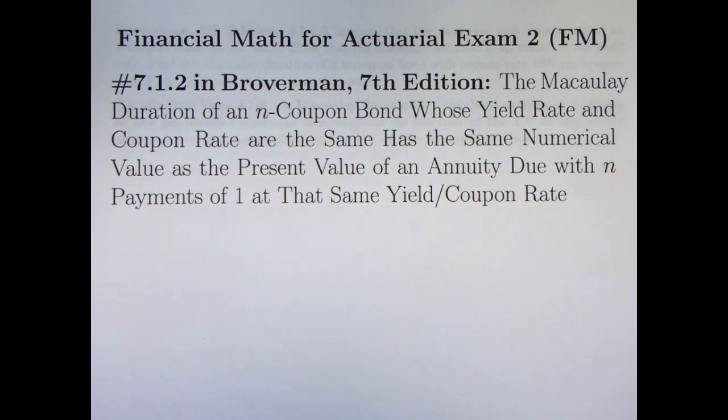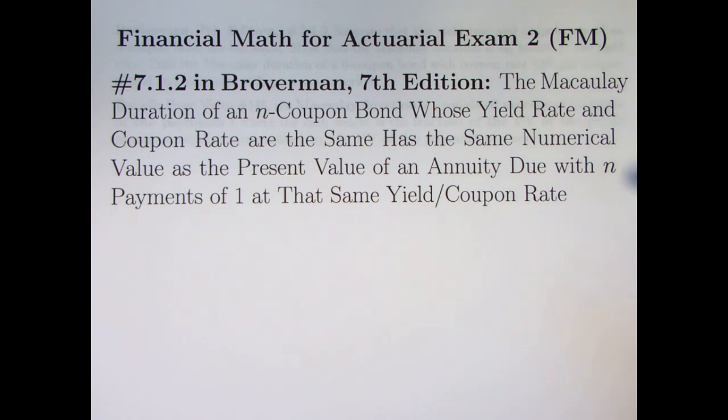This is my 149th video on financial math for Actuarial Exam 2. You can see we're continuing to talk about Macaulay duration as we did in the last video. What is Macaulay duration? It's a measure of sort of the average time of payment of a payment stream where you are weighting it by the amount of each payment, and also the yield comes into play.